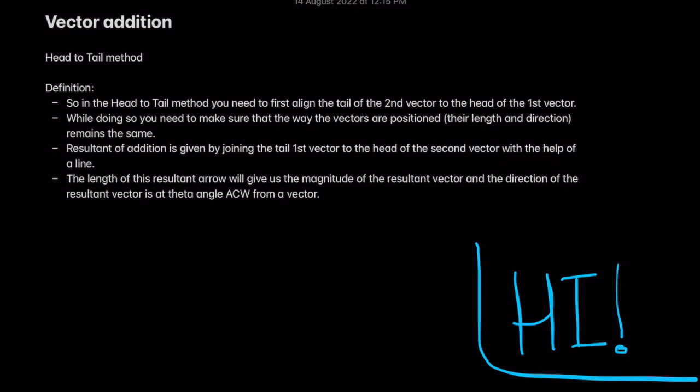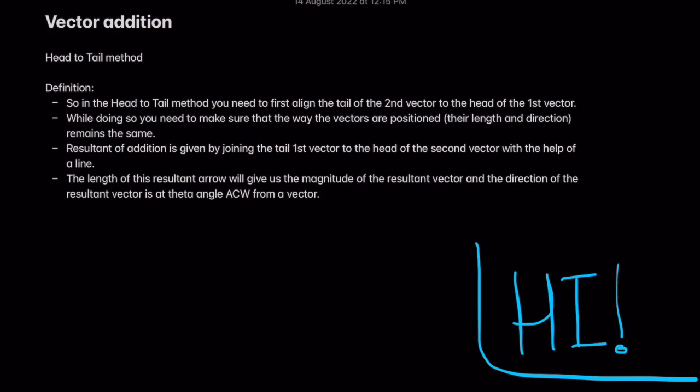In the head to tail method, you need to align the tail of the second vector to the head of the first vector, and while doing so, you need to make sure that the way the vectors are positioned, their length and their direction remains the same. You don't mess with that. The resultant of addition is given by joining the tail of the first vector to the head of the second vector with the help of a line. The length of the resultant arrow will give us the magnitude, and the direction of the resultant vector is at theta angle ACW from a vector.